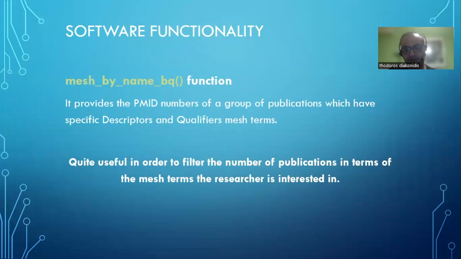Another function is the MeSH by name. This is more specific, it has to do with the name of the MeSH term. If someone is familiar with MeSH terms, there are two parts, the descriptor and qualifier of a MeSH term. We'll show everything also in the video vignette. So you define the exact name of the descriptor and the qualifier that you want your publication to include, and the program filters all the publications that you enter to the ones that have these specific descriptors and qualifiers. So this is the whole idea of the program, and these are the functions that are included.